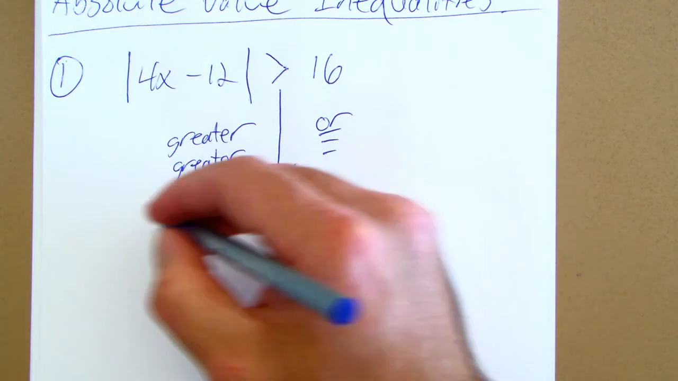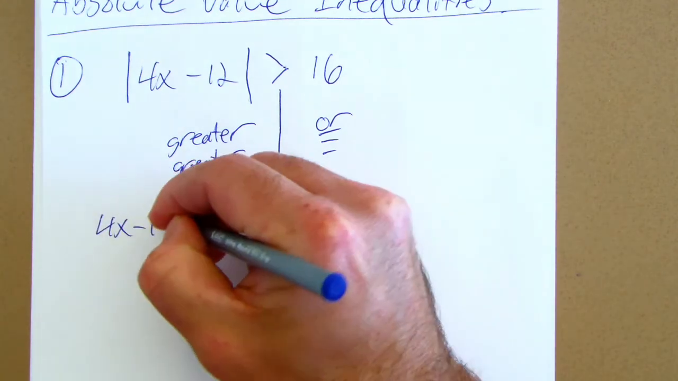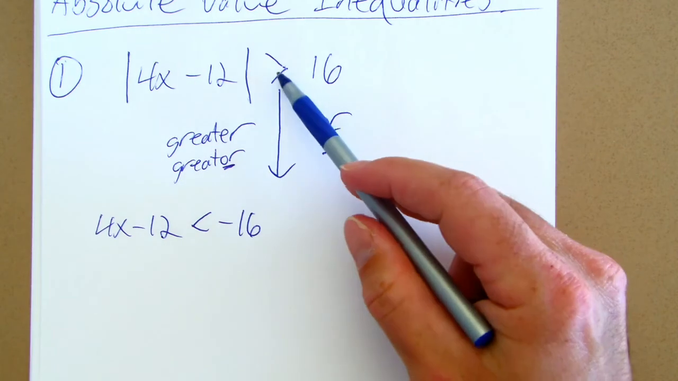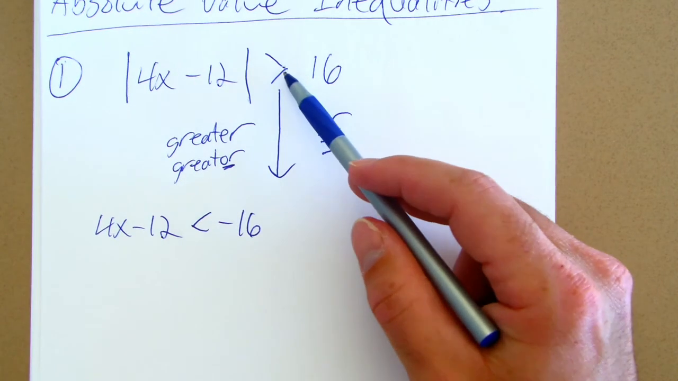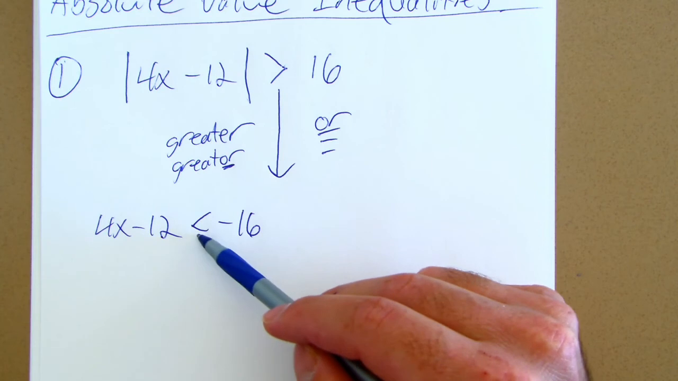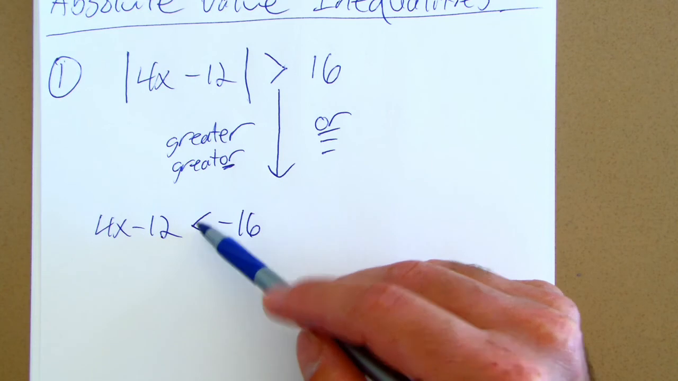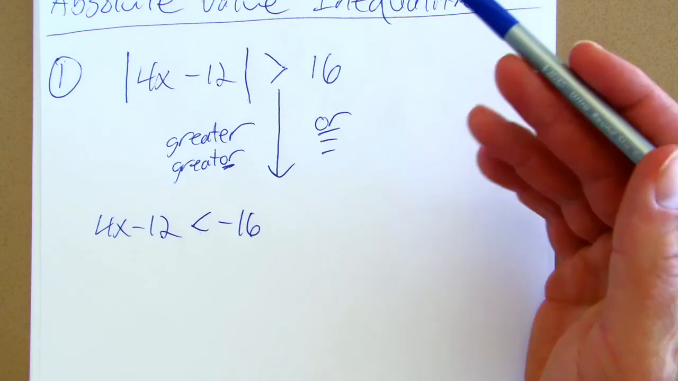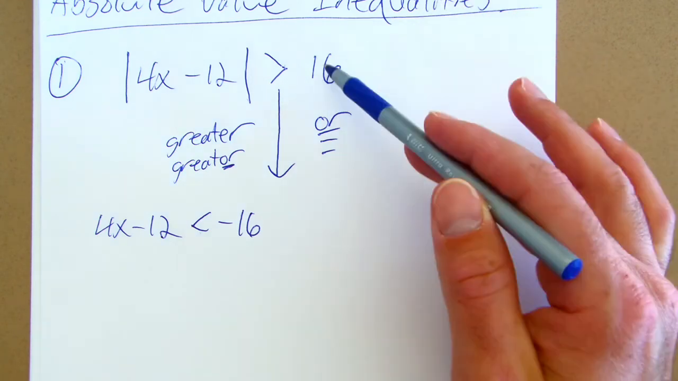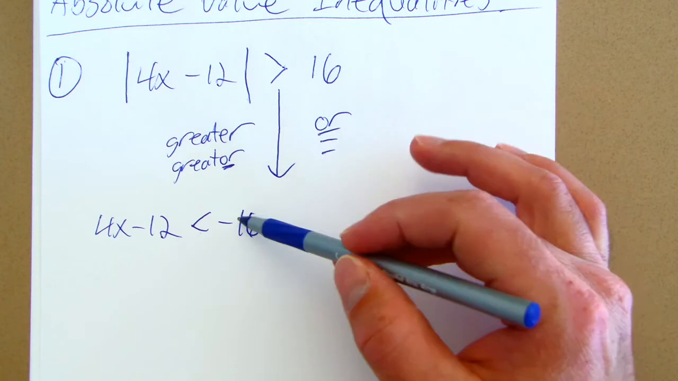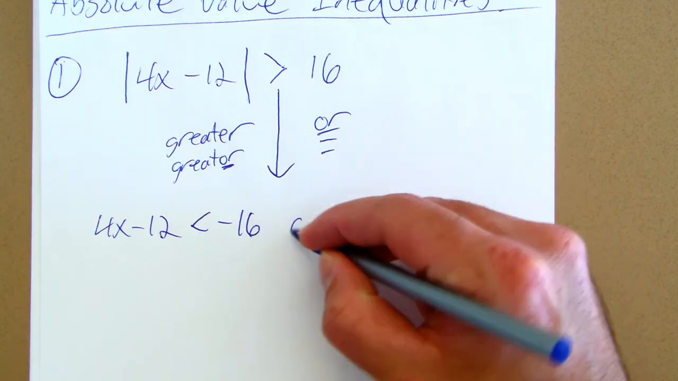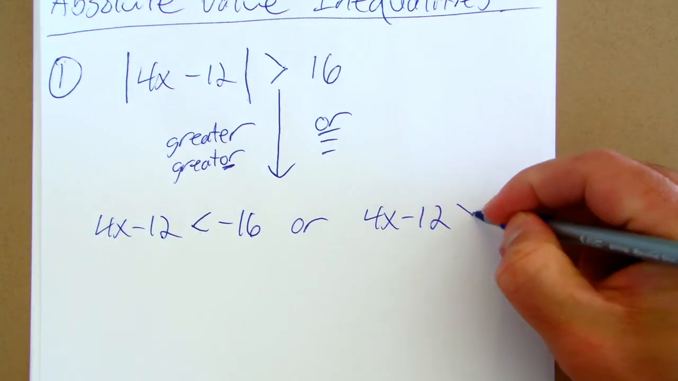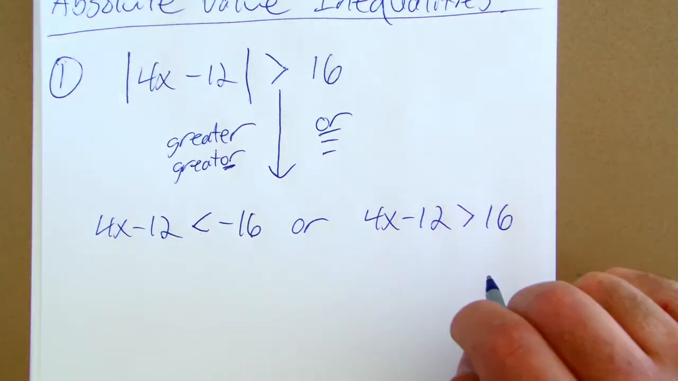So to set this up, you're going to have 4x minus 12, and this is the tricky part here, is less than negative 16. I know we're starting off with a greater than sign, and now I'm changing it to a less than. But again, the numbers that are further away from 0 than 16, like negative 17, negative 18, negative 19, they're all less than negative 16. Or the easy case is 4x minus 12 is greater than positive 16.